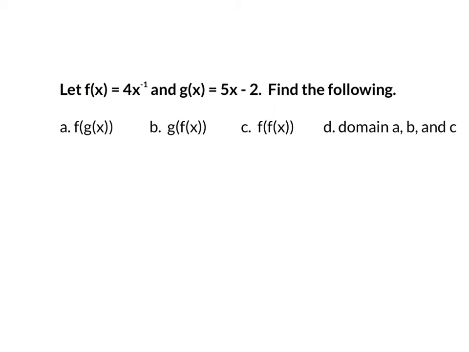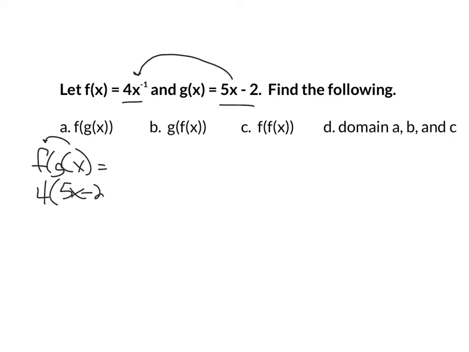Okay, this one says f of x is 4x to the negative 1. g of x is 5x minus 2. Now the first thing it's asking me to do is f of g of x. So I'm going to take g of x and plug it into f of x right there. So f of g of x is going to look like this. I'm going to plug the 5x minus 2 into the x in f. So I'm plugging function g into f. So it's going to look like 4 times 5x minus 2 to the negative 1 power. Now, remember, a negative exponent means you flip things, so it's going to be 4 over 5x minus 2. And that's how you do the composition.